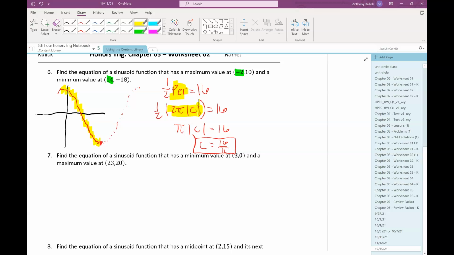Sure. Was it Evan? Did you have your hand up also? You do 8. Sure. So that's worksheet 3, you say? No, worksheet 2. Oh, okay.